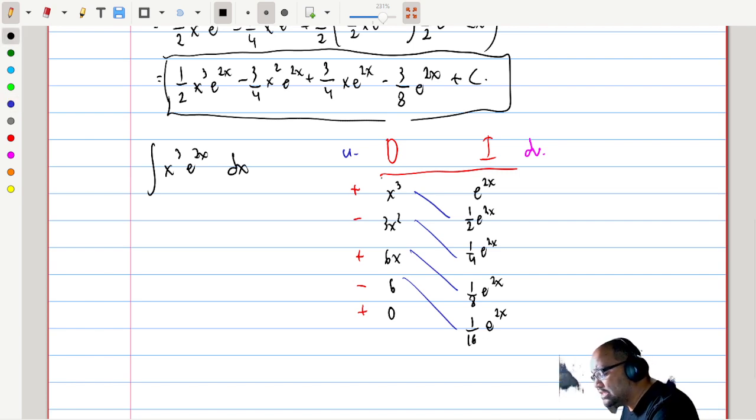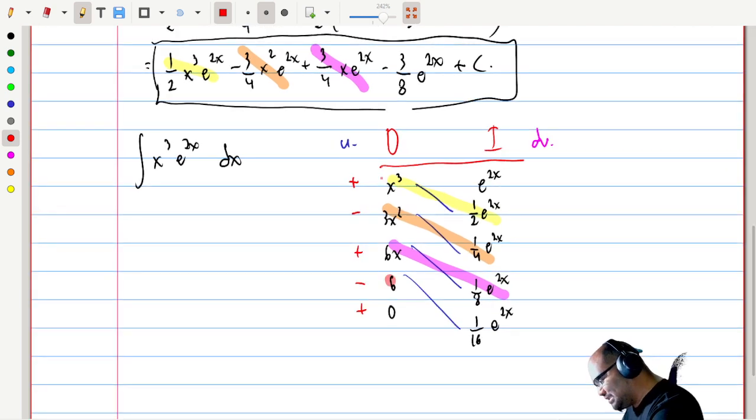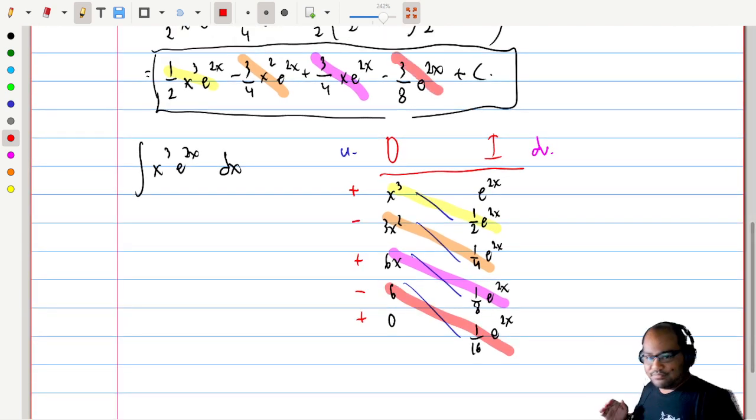So what do you get? x cubed e to the 2x over 2. That's the first term. Plus, highlight so you can see it, x cubed e to the 2x. Check. 3x squared times 1/4 e to the 2x with a minus. Check. Okay, 6x times 1/8 e to the 2x. 6 over 8 is 3 over 4, so check with a plus sign. And then 6 over 16, that's 3 over 8 with a minus. Check. Same exact thing. All right, so use the table if you have a polynomial against exponential, sine, or cosine.